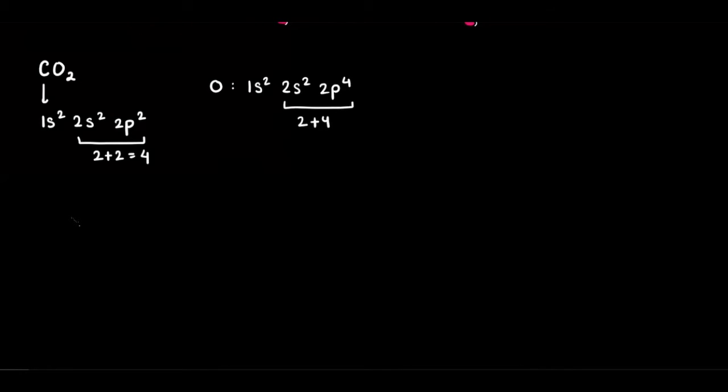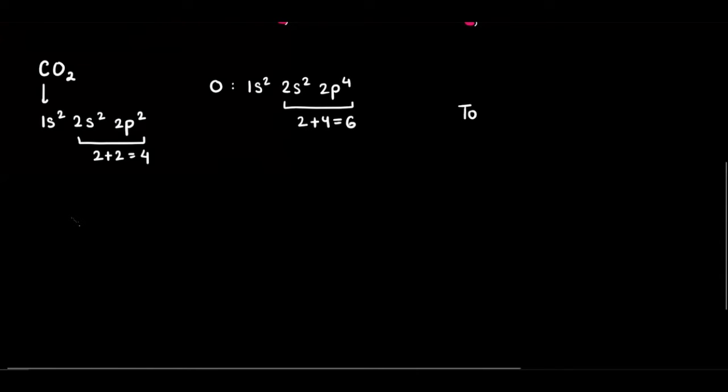Now, the first step in drawing the Lewis structure is to count the total number of valence electrons available. The electronic configuration of carbon is 1s2, 2s2, 2p2. So the outermost shell is the second shell, and the total number of valence electrons is 2 plus 2, which is 4. Similarly, for oxygen, the electronic configuration would be 1s2, 2s2, 2p4. So the total number of valence electrons is 2 plus 4, which is 6.